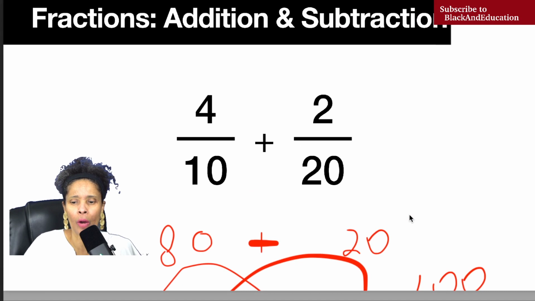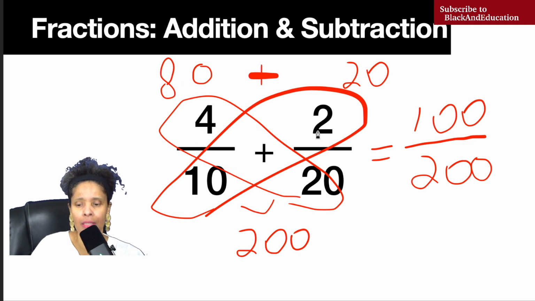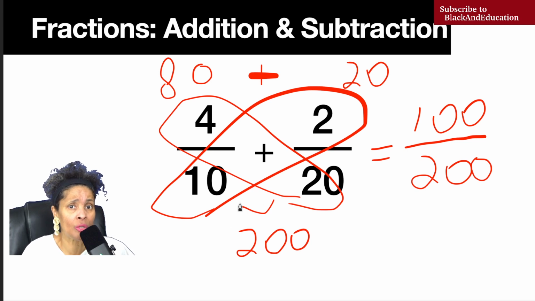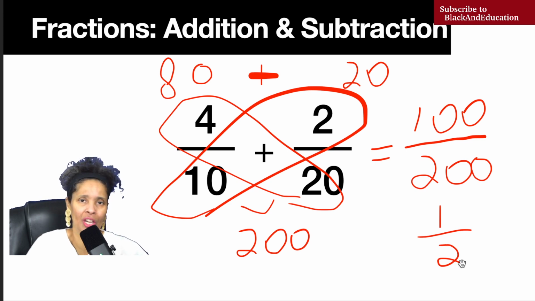If you notice the problem we did before when we used the butterfly method, and I cross multiplied and did 20 times 4 and got 80 right here, and did 10 times 2 and got 20 up here. This was a different way of doing the same problem. I added 80 plus 20 and it gave me 100. And then we multiplied the two denominators together and it gave me 200. You notice it gives you an answer of 100 over 200. If I had to simplify that, it would simplify into 1/2, right? 100 is a half of 200. That was simplifying to 1/2.